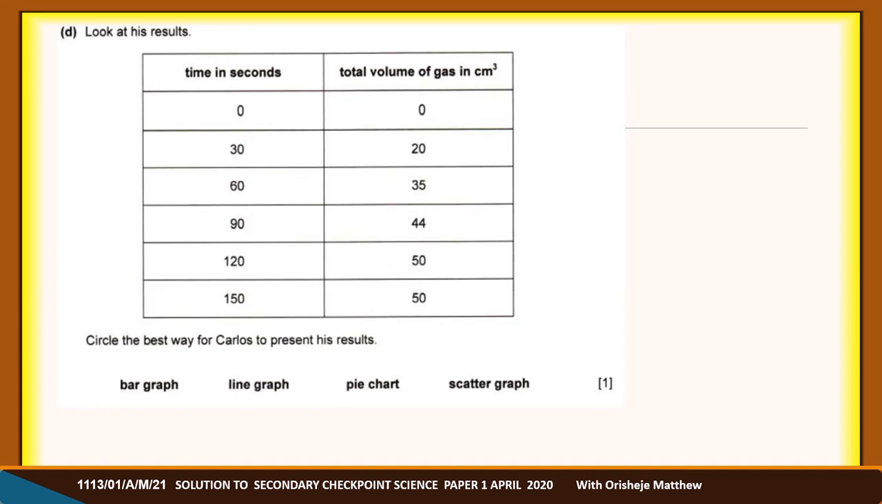Look at the result. Circle the best way for Carlos to represent this result. He used a line graph.